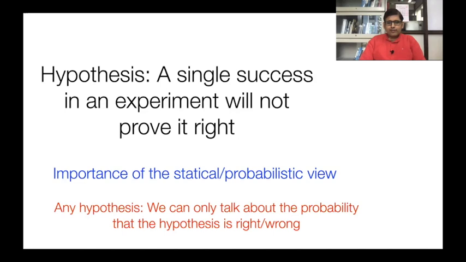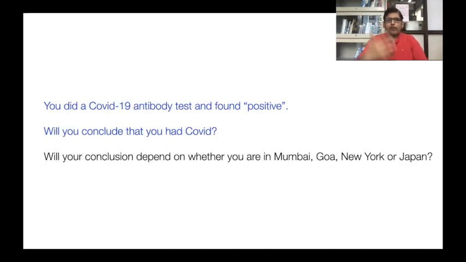The aim of this slide is to stress the importance of the probabilistic view. For any hypothesis, we can only talk about the probability that the hypothesis is right or wrong. You shouldn't talk about the hypothesis itself being right or wrong. You should talk about how likely it is to be right or wrong. That is the correct way of doing it, right?